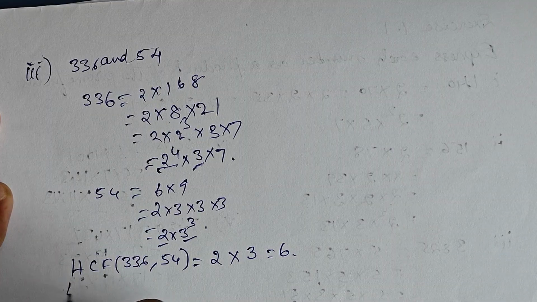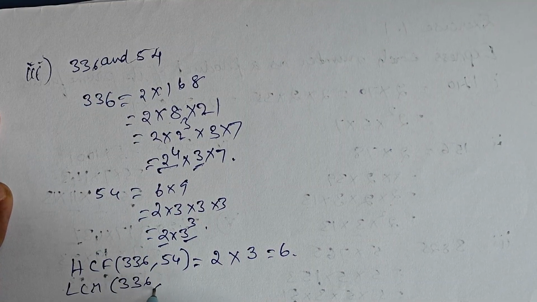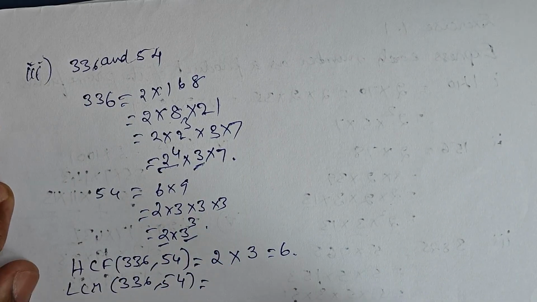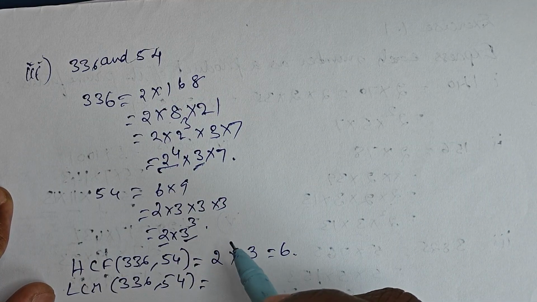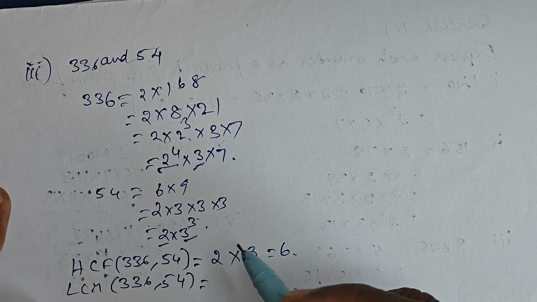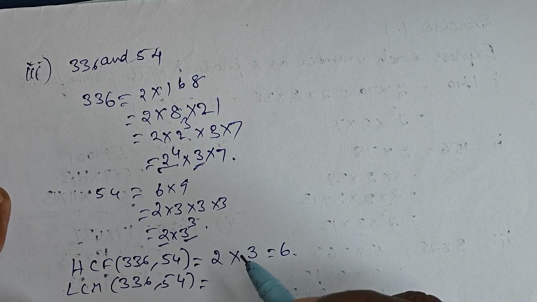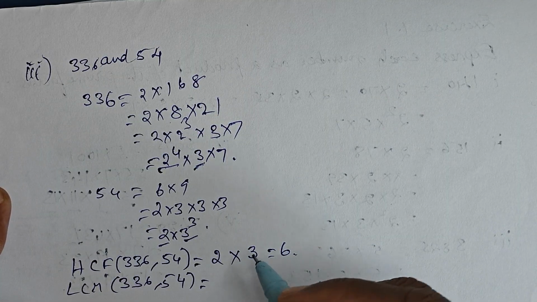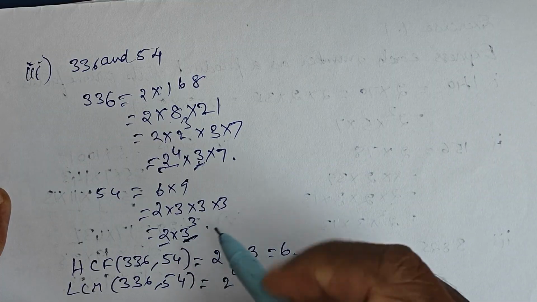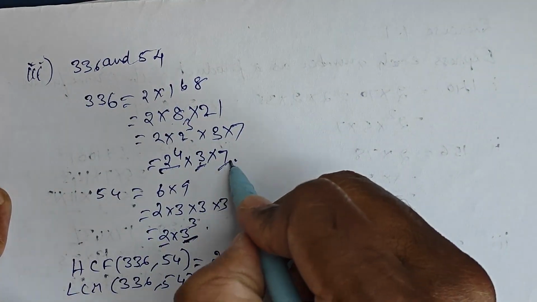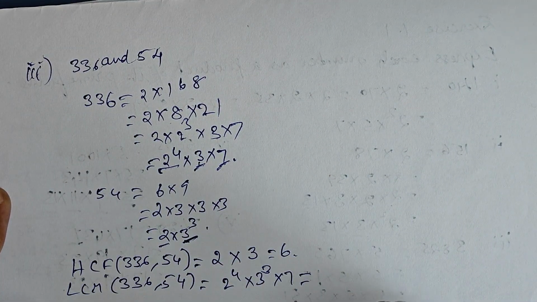Similarly, LCM of 336 comma 54 is, here we need to take the highest power of the prime factors. If a prime factor is present only once, in only one number, then take only that one. So 2 power 4 I will take, and 3 is common in both, but the highest power is 3 cube, and there is 7 only here, I will take it as is. So it will give you 2 power 4 is 16 into 27 into 7.